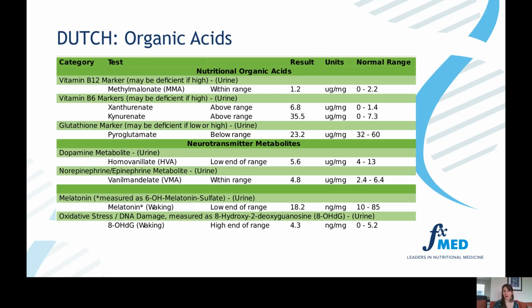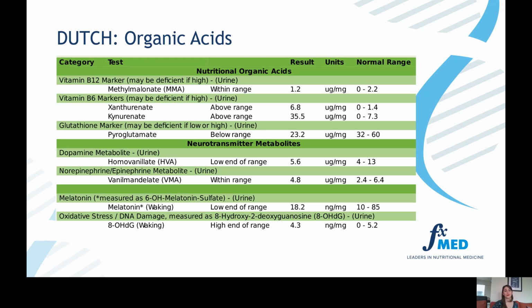We also see dopamine metabolites and norepinephrine, epinephrine metabolites, as well as melatonin and the oxidative stress marker that we spoke about before. So this is the high end of the range. The 8-OHdG is high end of the range. So we see that there is oxidative stress and potential DNA damage occurring. So it would be good to address that, as well as the melatonin being low here. So if this person is having some things going on with their sleep, we know that that could be part of the picture.